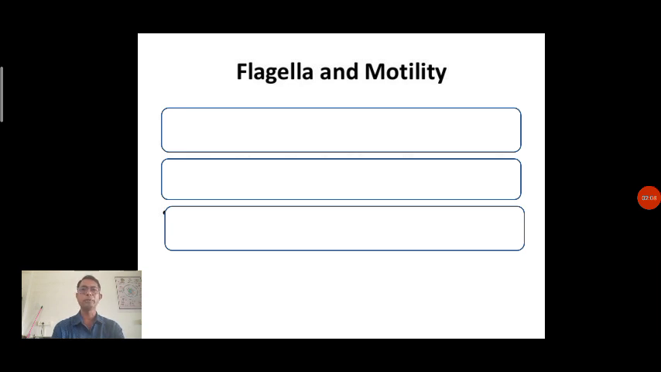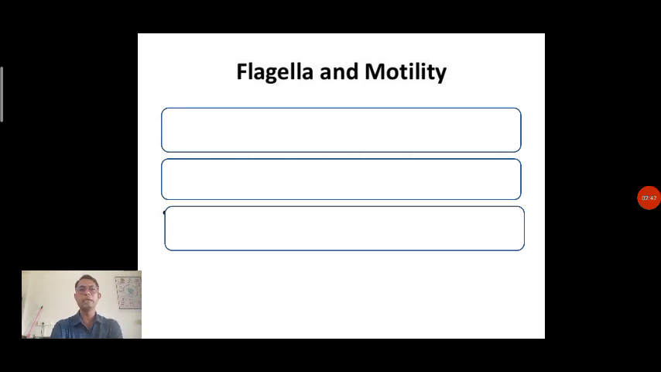For example, liquid or semi-solid, semi-liquid material is required for movement. It is not possible for bacteria to move on a solid surface. So in a liquid or semi-solid medium, bacteria will move from one place to another. What is the organelle available to the bacteria for movement? It is nothing but the flagella, and the flagella helps them with motility.